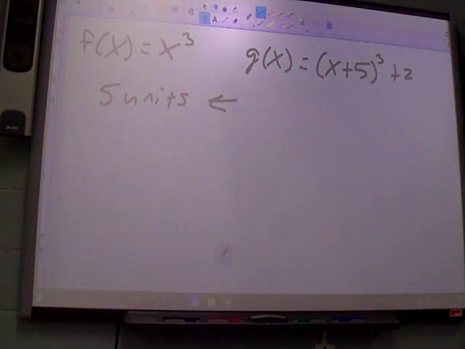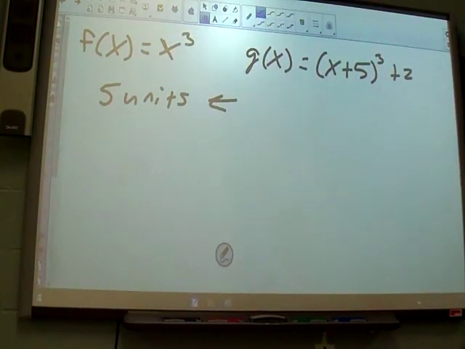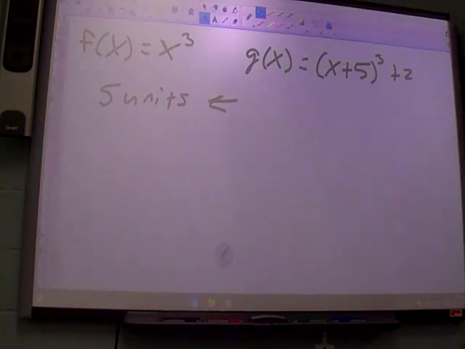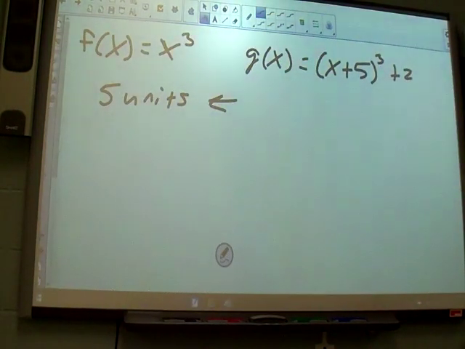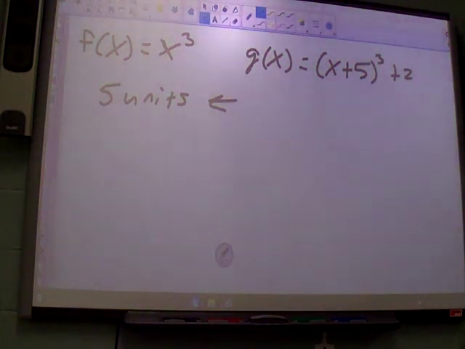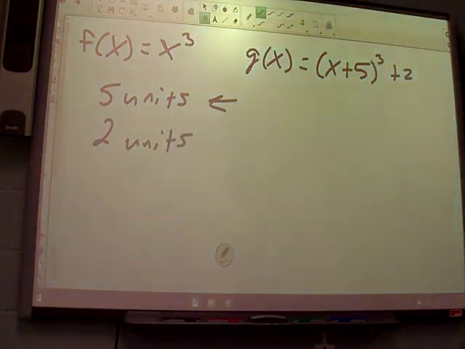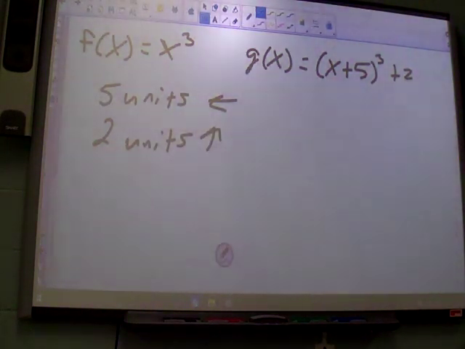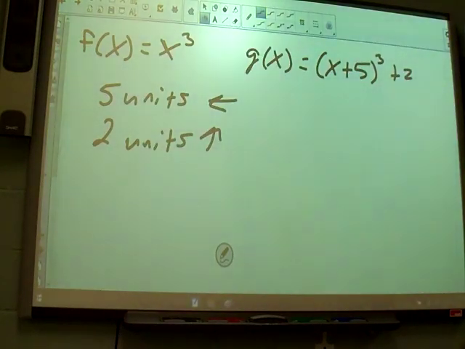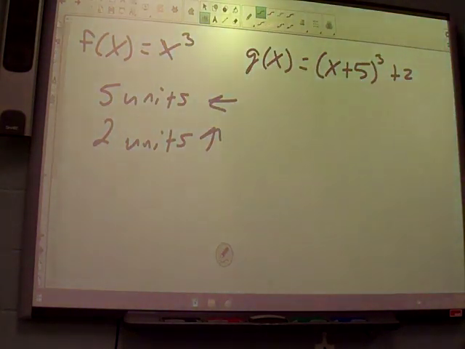Okay, then we keep reading and we've got a plus 2 stuck on the end. Anytime there's something added or subtracted on the very end, what type of transformation is that? Vertical. Vertical translation, up and down. What about the sign on that one? It stays the same. So this would go 2 units up. That there is not one new thing on that.